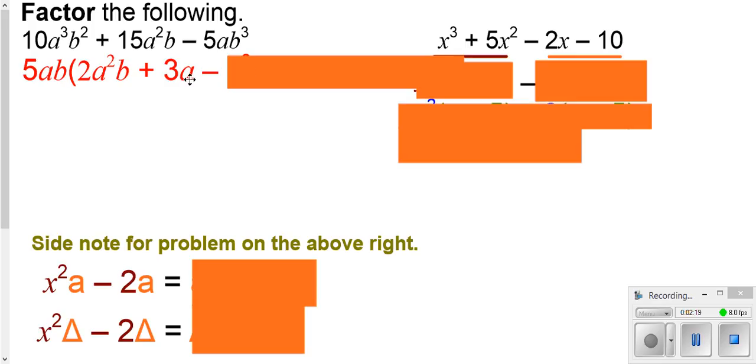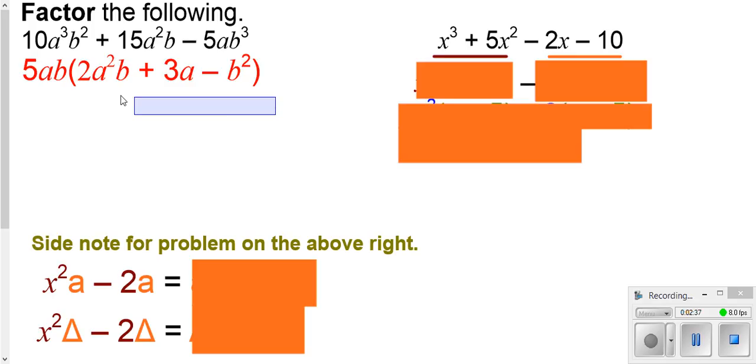And then 5 times what is 5? Well, that's 1, so we don't have to write it. And a times what is a? That's 1, we don't have to write that. And b times what is b cubed? And that is a b squared. So this is what we get. Now, sometimes when you are doing these, what's left in the parentheses will factor farther yet. In this case, it doesn't. So we're done with that problem.